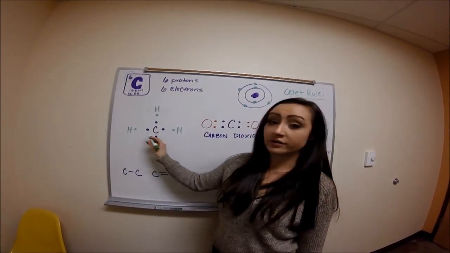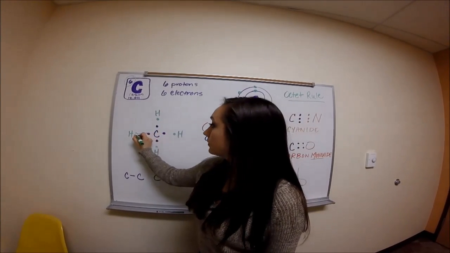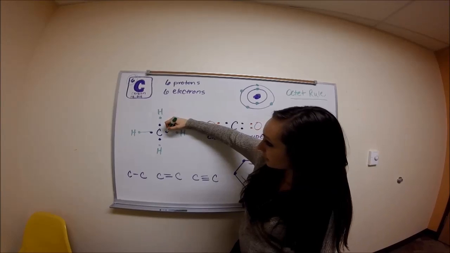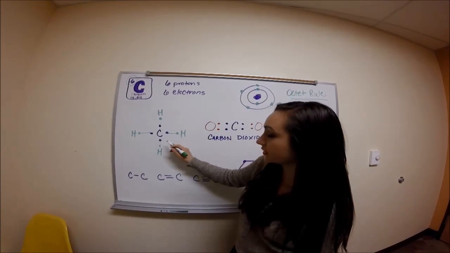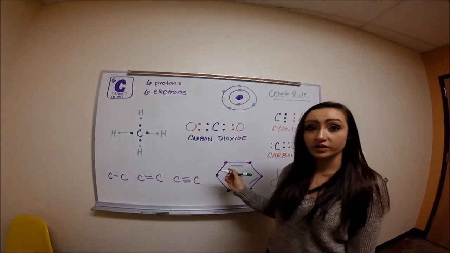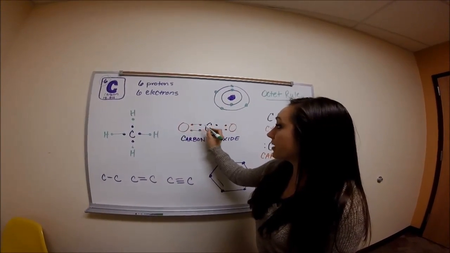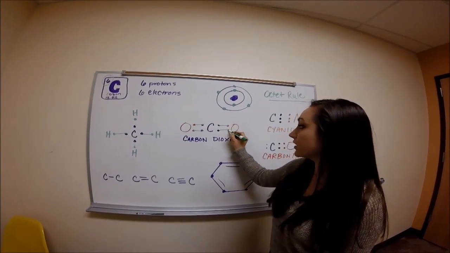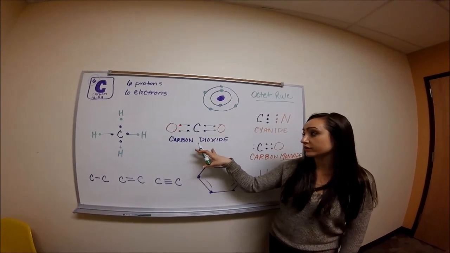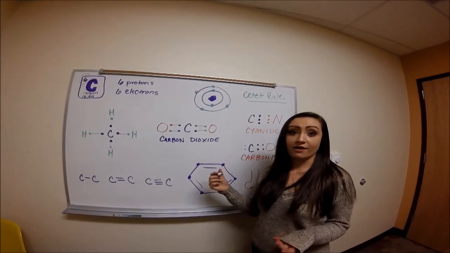Covalent bonds are when 2 elements share electrons in order to complete the octet rule. In this molecule, carbon is sharing electrons with hydrogen in order to form single bonds. However, carbon can also share more than 1 electron with other elements. This can be demonstrated by carbon dioxide, in which carbon shares 2 electrons with 2 different oxygen molecules. Carbon dioxide is the molecule that we breathe out every single day.